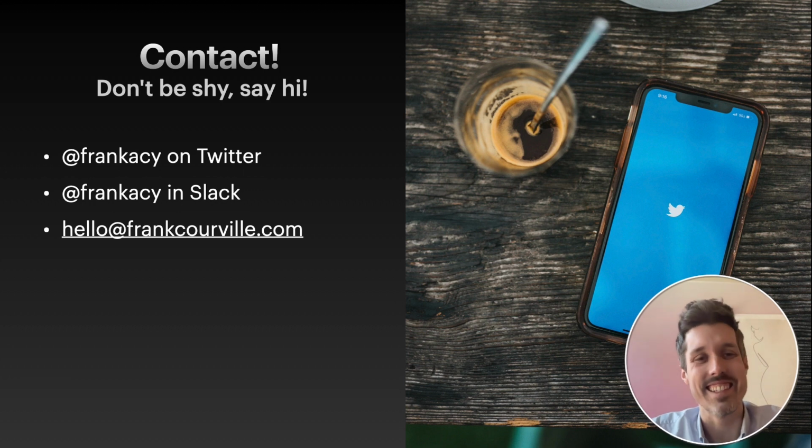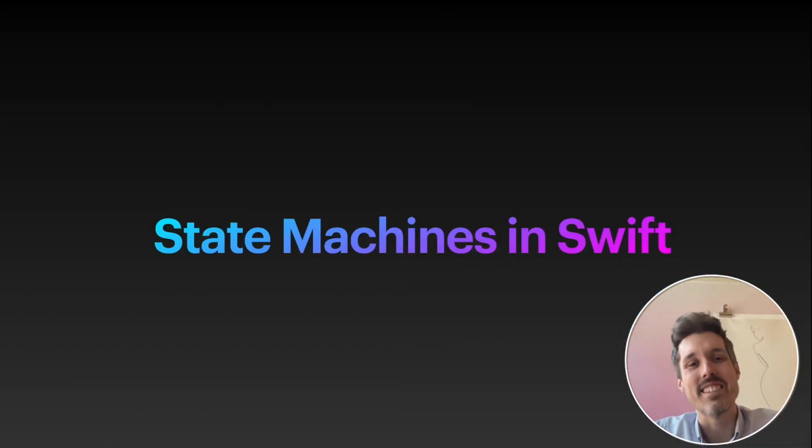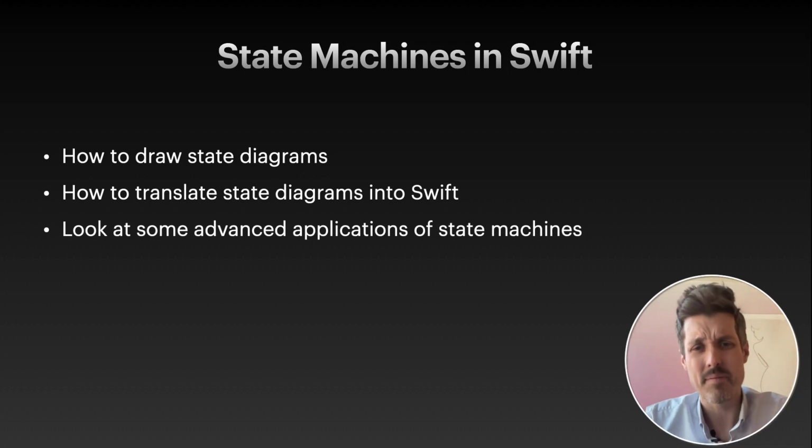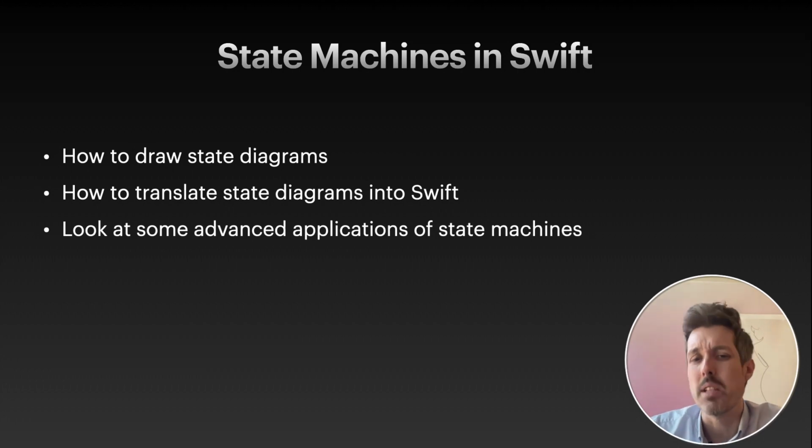All right, let's get to the good stuff. In this presentation, we're going to talk about state machines in Swift, what they are, how to build them, and why they're useful. We'll learn how to draw state diagrams, take those state diagrams and translate them into Swift, and we'll also see some advanced applications of state machines in our code.